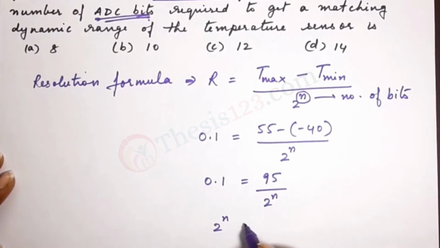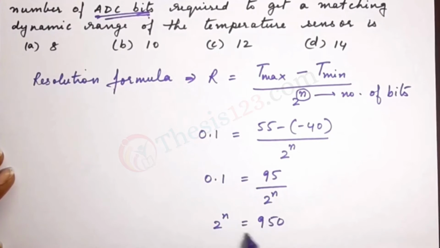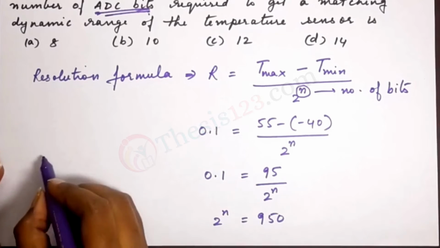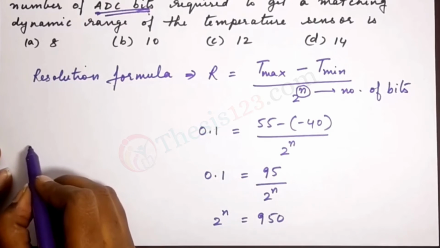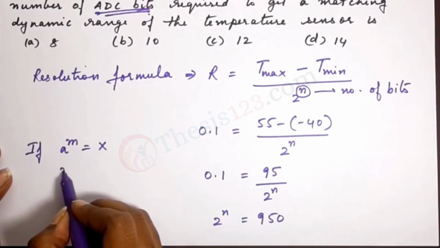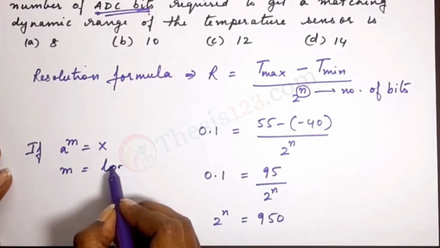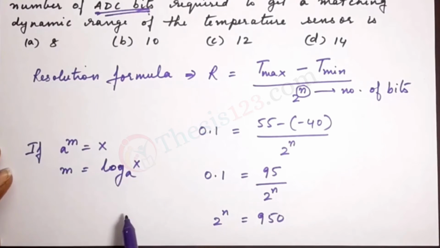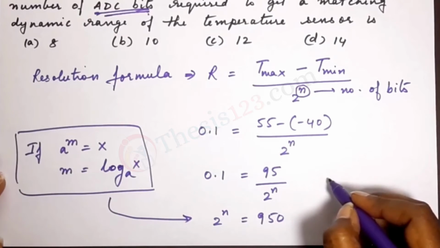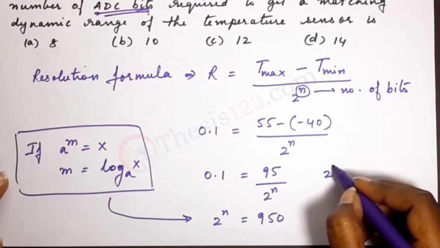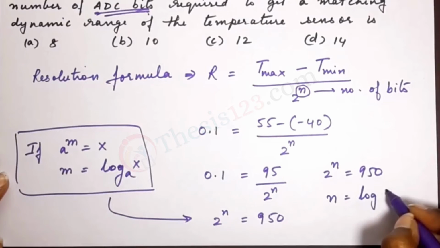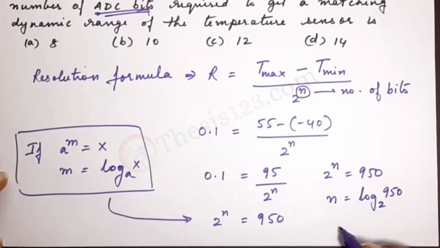And 2 power n is equal to 950. So we can use logarithms here to solve. Let me just write that down here for you. If you recall, if a power m is equal to x, then m is equal to log x base a. So if we utilize this to our equation here, we will get 2 power n is equal to 950. So n is equal to log of 950 base 2.